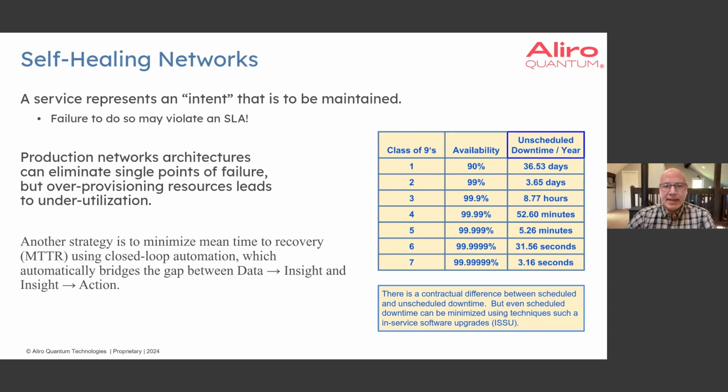When just talking about SLAs, many times people refer to the class of service or how many nines it contains. People many times refer to the 5 nines of availability, which means that it's up 99.999% of the time, or said another way, it only has 5.26 minutes of unscheduled downtime per year. There is a contractual difference between scheduled and unscheduled downtime. But even scheduled downtime can be minimized using techniques such as in-service software upgrade.